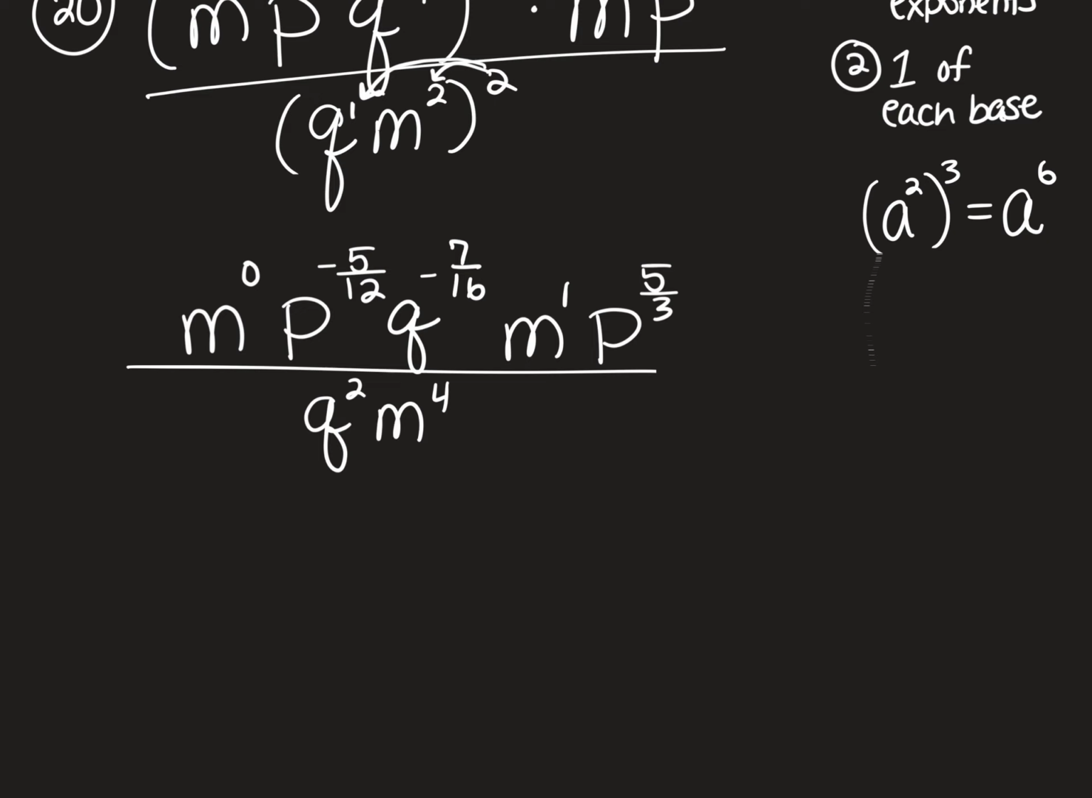Now I'm going to look at the numerator independently and the denominator independently. I want to just take a minute and simplify each of those things by themselves. So in the numerator, I have m to the 0 times m to the 1st. I have p to the negative 5/12 times p to the 5/3. And then I have this lonely little q. So let's talk about how to address that.